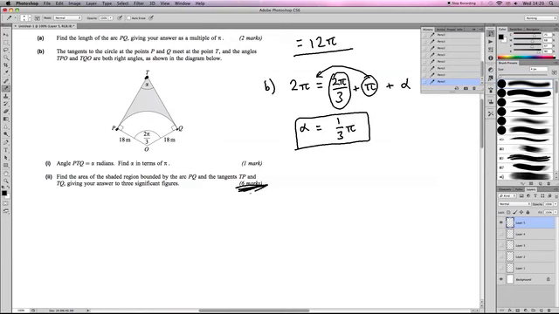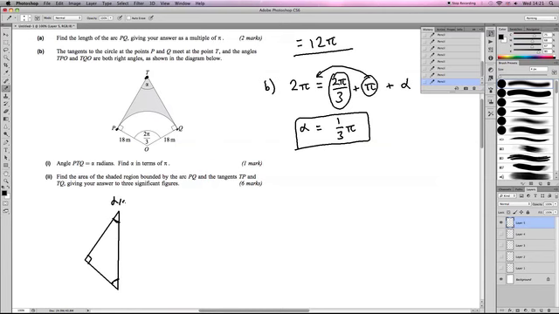This is a killer though, 6 marks. Find the area of the shaded region bound by the arc PQ and the tangents here. Give your answer to 3 significant figures. Alright, first thing I want to do is ignore everything they give us. I'm going to find this. That's a right angle. We've got that angle and we've got that angle. Well, technically we don't, but we can work it out.